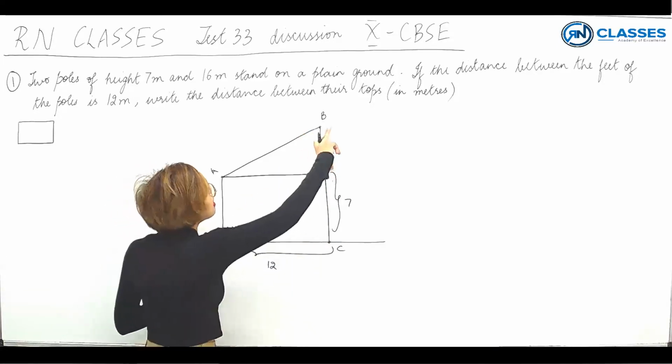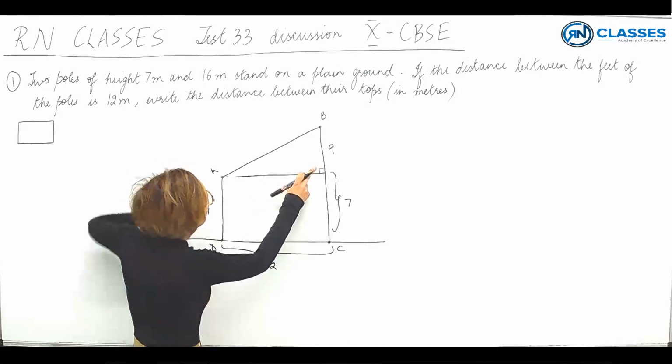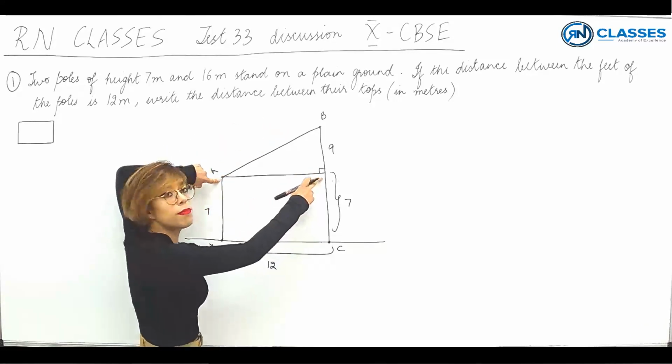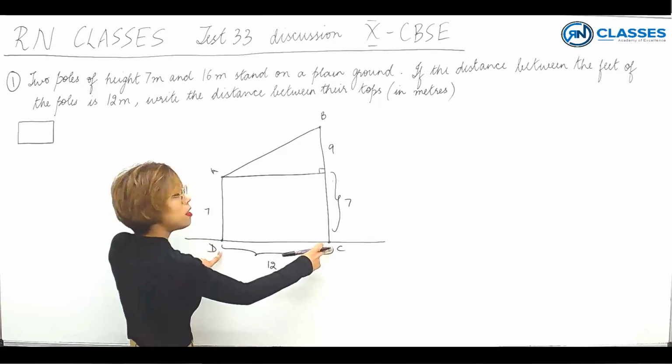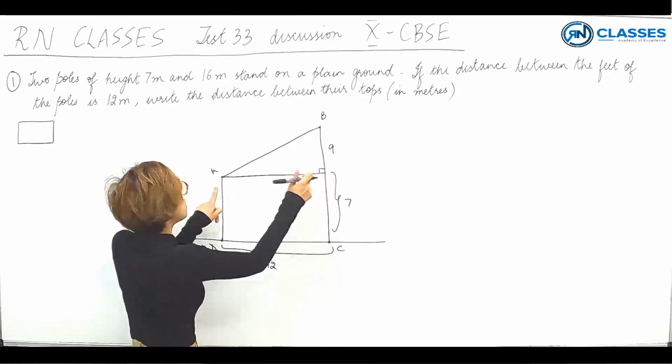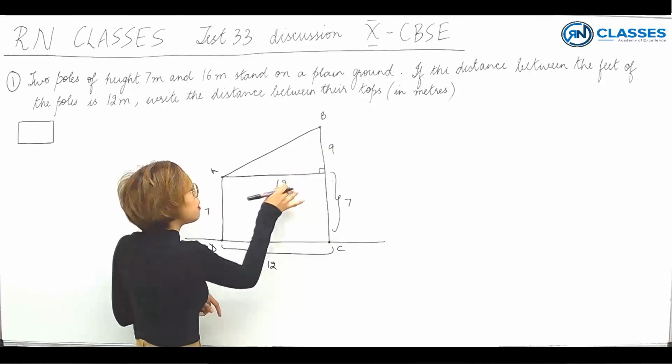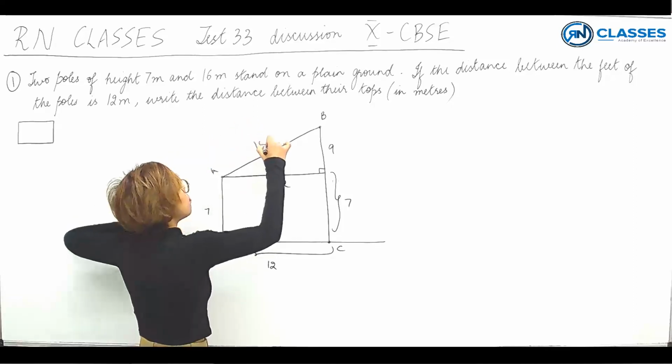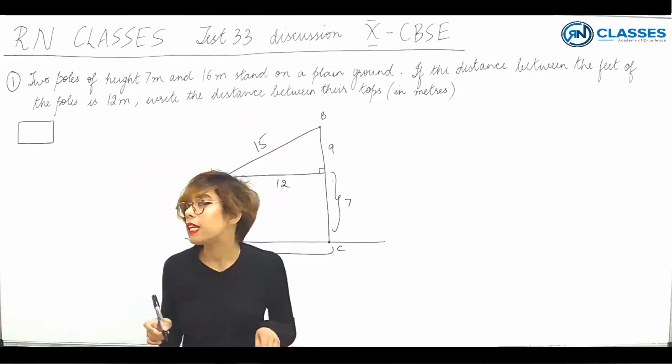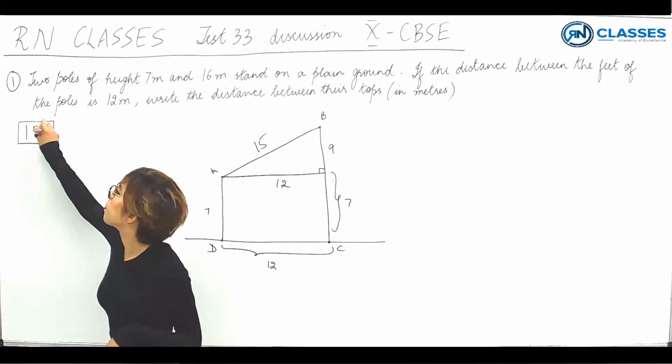Now, this is 9. Now, this is 90 degree. If I want this length, somehow I should know this. No, this is nothing but this length. So, this is 12. That means this is 12. 9, 12. So, this length would be 15. Distance between the top, that is 15 meters.